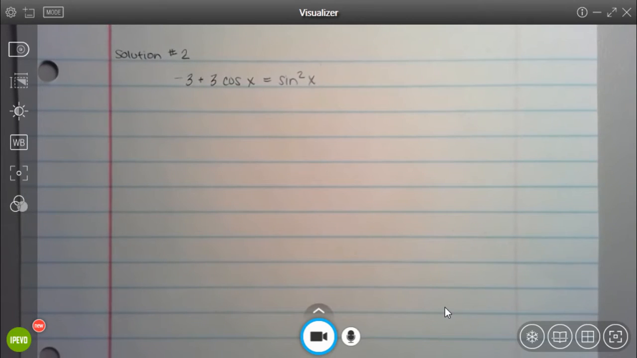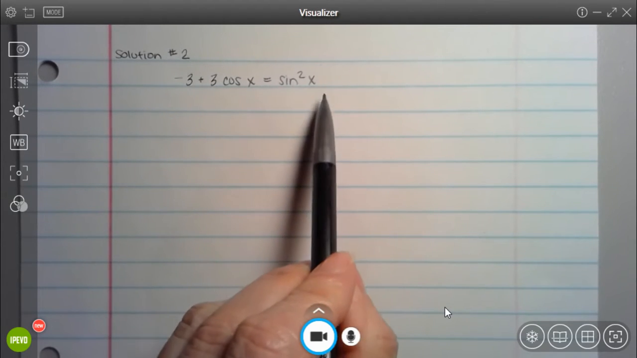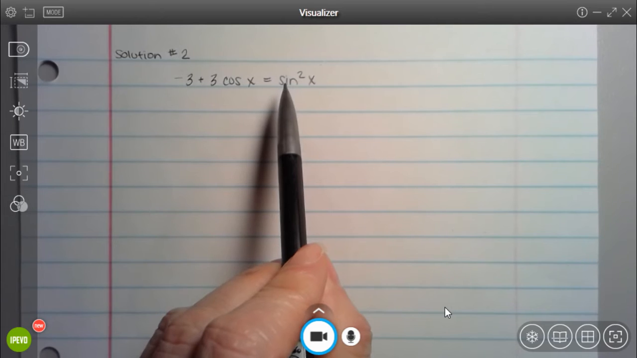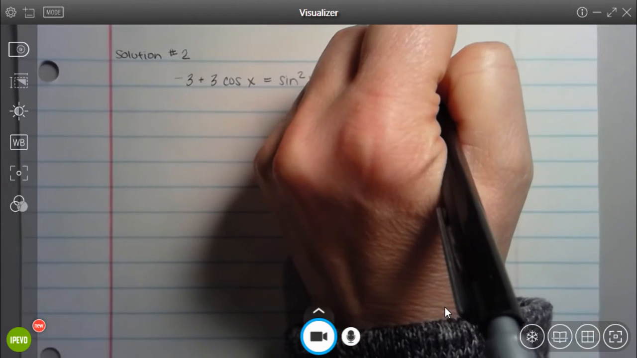Okay, this is the solution to problem number 2. Our equation is -3 plus 3 cosine x equals sine squared of x. And remember that with our Pythagorean identities, we might be able to change sine squared into something in terms of cosine, so the whole equation would be in cosine. So let's take a look.